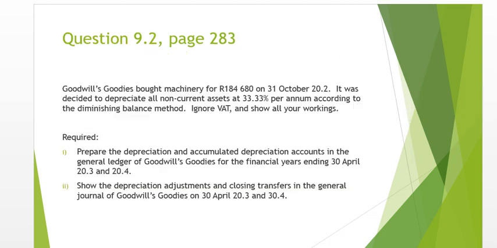Okay, so let's have a look at another question. In this question, we've got Good for Goodies. They bought machinery for 184,680 Rand on the 31st of October 2002. It was decided to depreciate all non-current assets at a rate of 33.33% according to the diminishing balance method. Diminishing balance method means we will have to determine our carrying value each year.